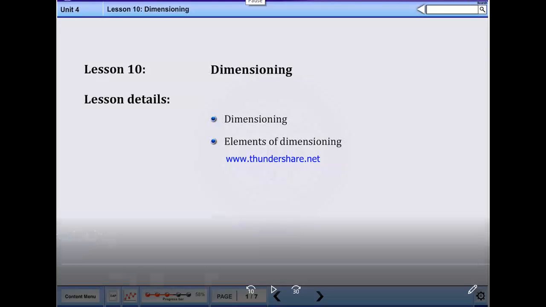Welcome to the online engineering drawing lessons. It's a continuation of the previous one. Now we are going to discuss the topic of dimensioning.